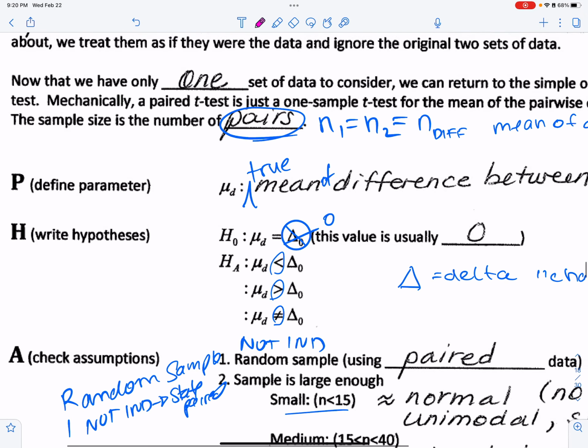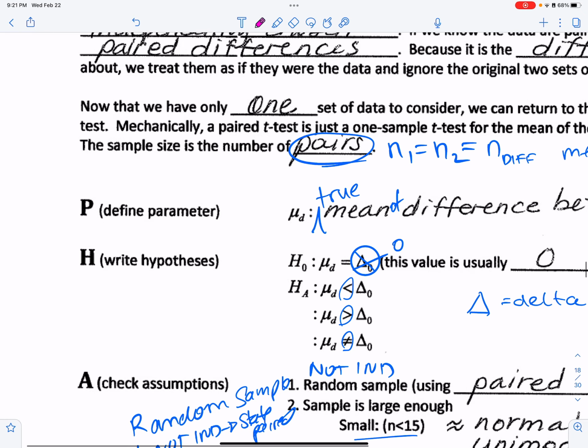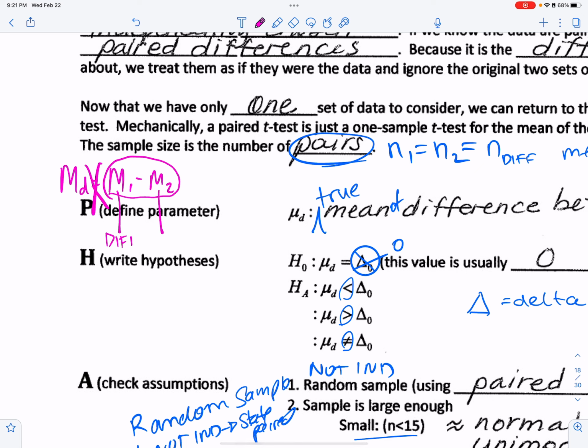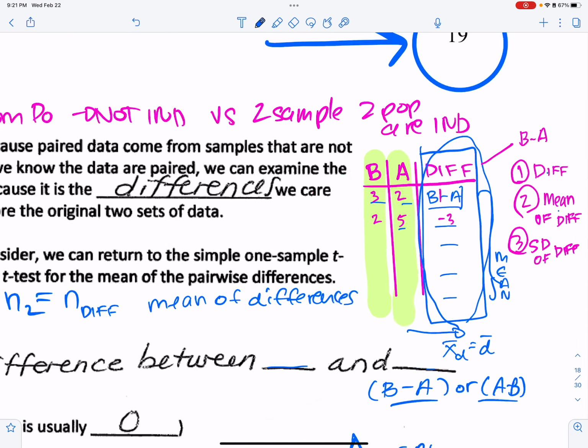The parameter for this one is mu d, the true mean difference between A and B. Now be careful, I have seen people write mu d equals mu1 minus mu2, and that is not true. Mu1 minus mu2 is population 1 minus population 2, the difference of the means. So do not put that on your paper because it is not true. What you did here is find the mean of your differences. We found the differences first, then the mean.